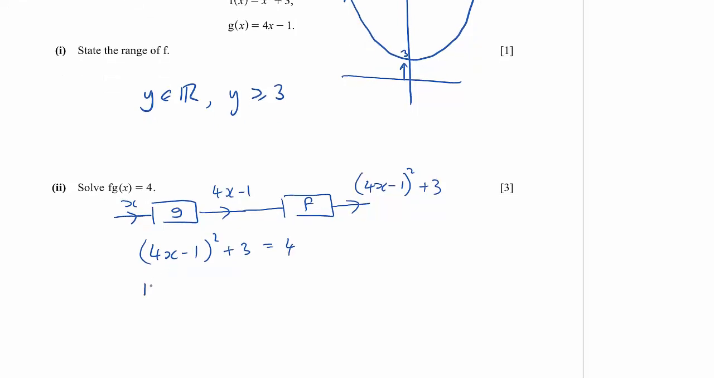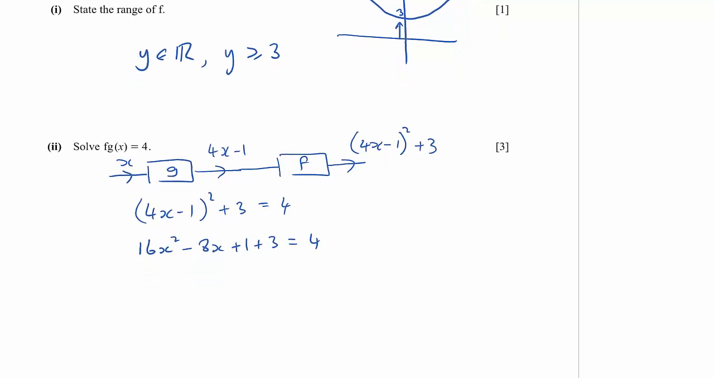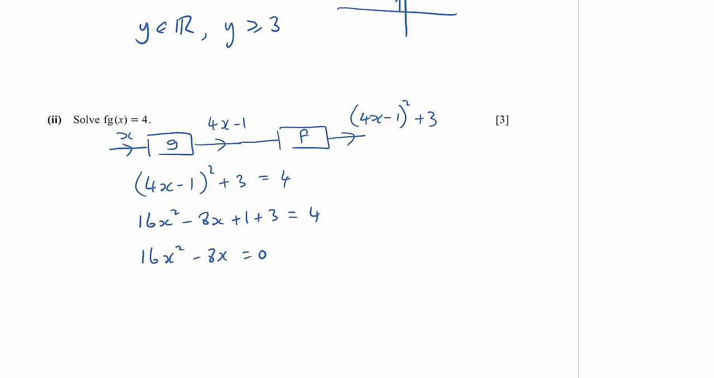So let's expand this out. We get 16x squared minus 8x plus 1 plus 3 is equal to 4. Subtract 4 from both sides, and we've got 16x squared minus 8x equals 0. So we can factorize that: 8x, 2x take 1 equals 0, giving me x equals 0, or x equals a half.